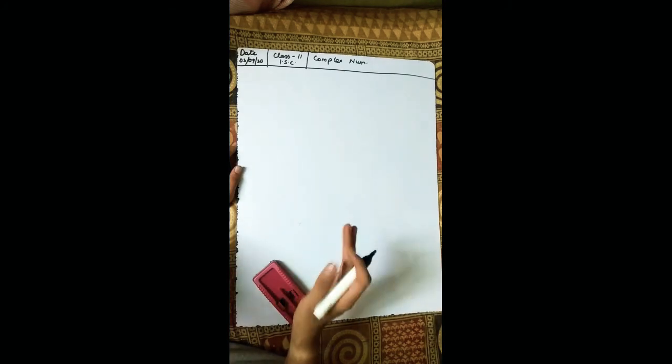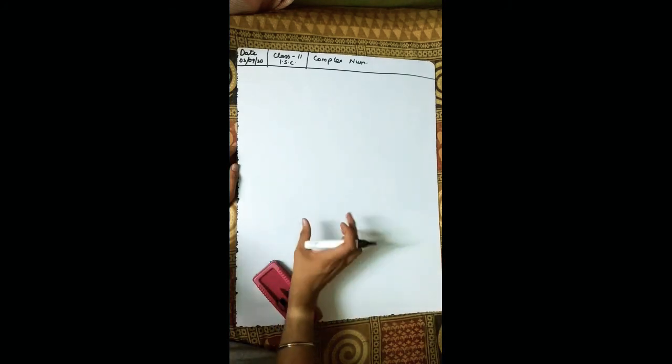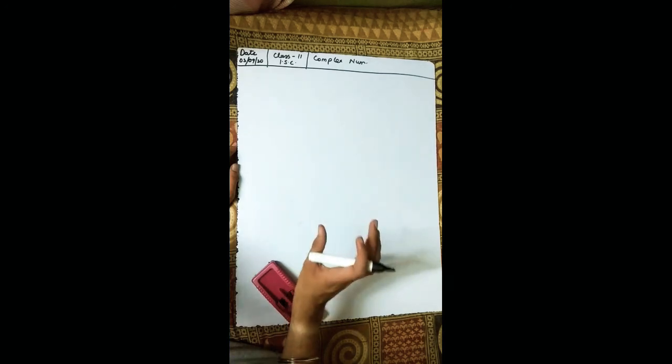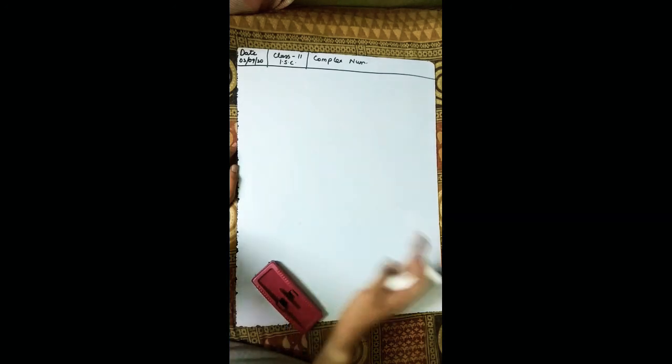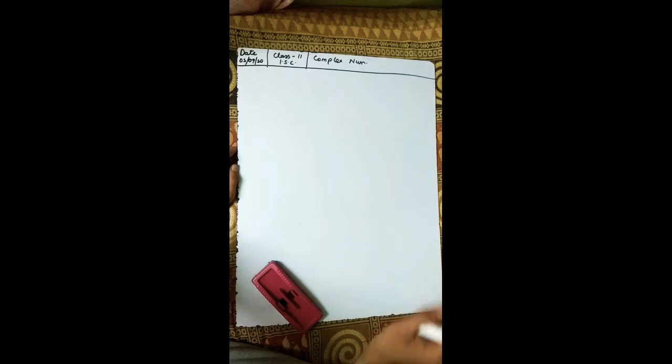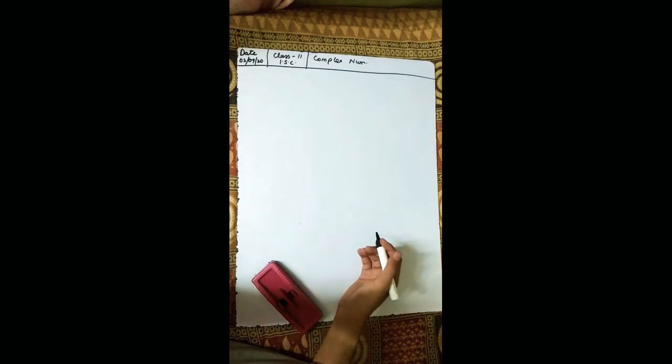Okay, now what all questions will we see in the exercise? We are given the general form of complex number, that is z is equal to x plus iy, and you have to change it into z is equal to r(cos theta plus i sin theta). Or else you will be asked to find the argument. How will you find the argument?